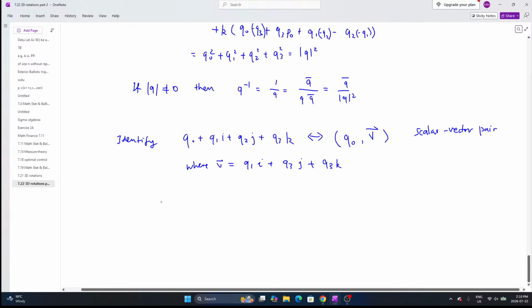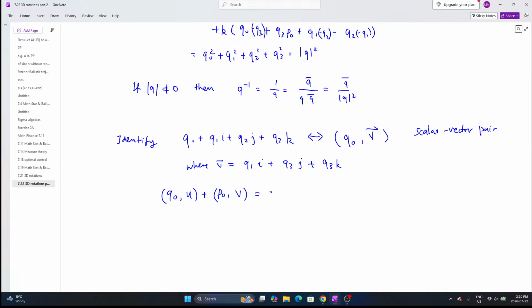So see how that works. So first, addition is easy. You get Q naught U plus, say, P naught V is just Q naught plus P naught, U plus V. Okay. So at this early stage, might as well put the vector sign on to avoid confusion. Okay, this is addition.